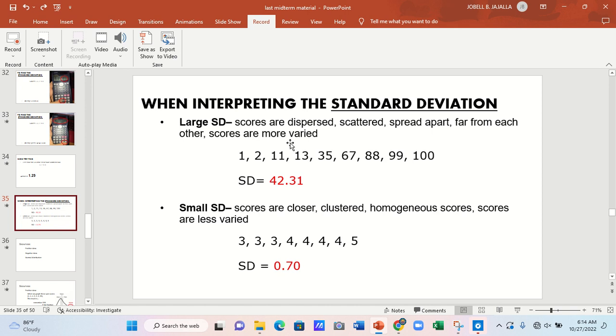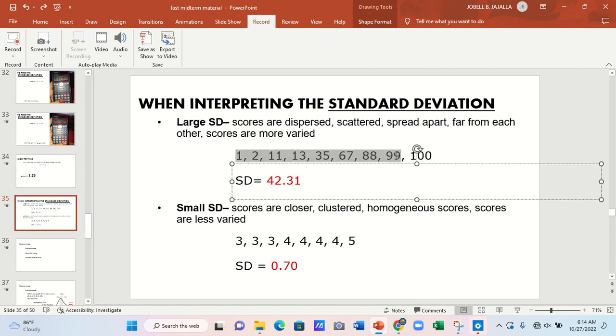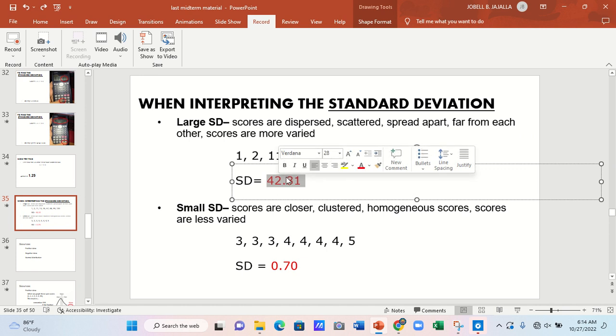So since this is a measure of variability, kung naay large na standard deviation, makita na nato na scores are varied, dispersed, scattered, spread apart, far from each other, and scores are of great variety. Pasabot ana there is diversity in the scores in the given set of data. That is why it has a large standard deviation.